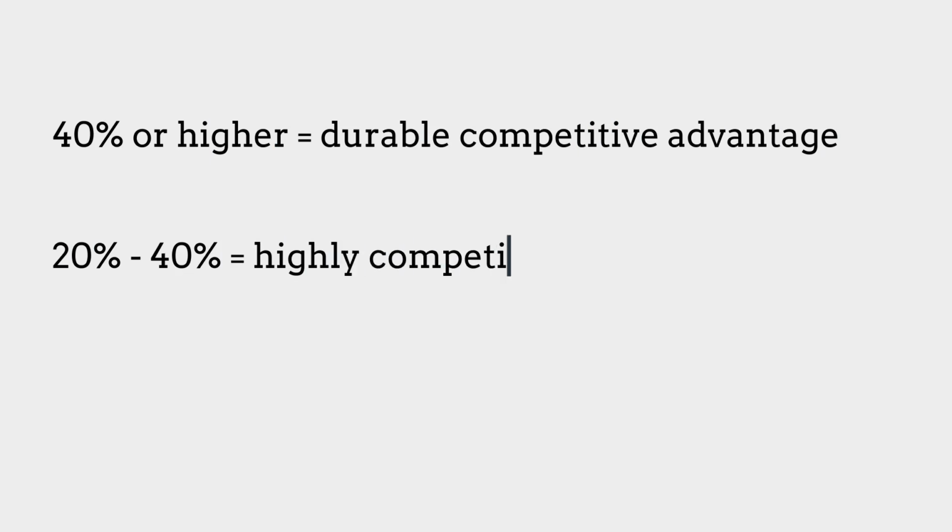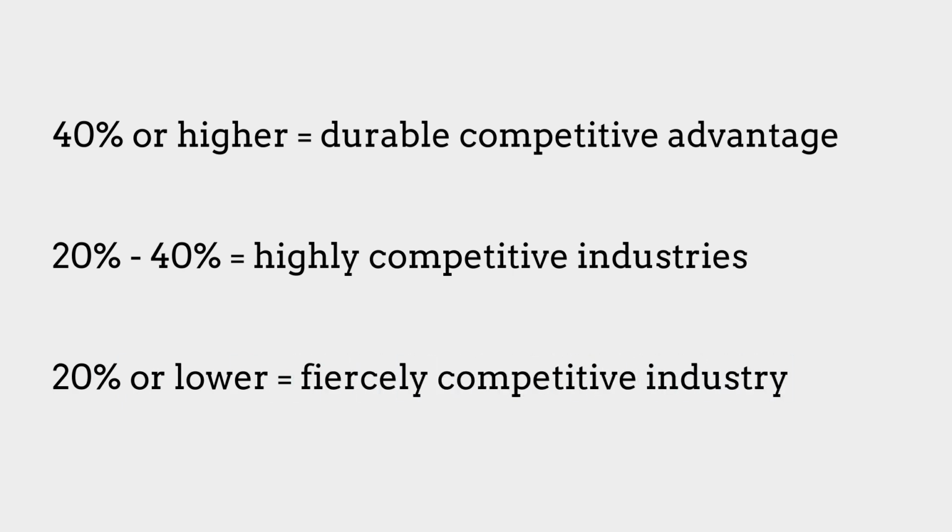Companies with gross profit margins of 40% or better tend to have some sort of durable competitive advantage. Companies with gross profit margin below 40% tend to be companies in highly competitive industries, where competition is hurting overall profit margins. And any gross profit margin of 20% and below is usually an indicator of a fiercely competitive industry, where no company can create a sustainable advantage over its competitors.